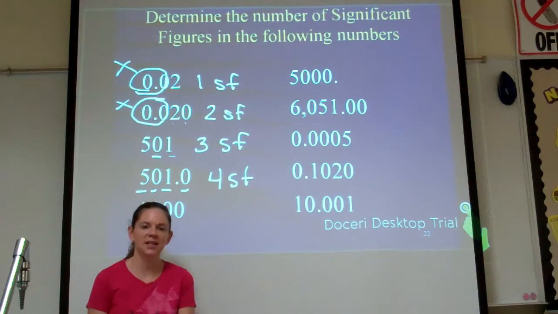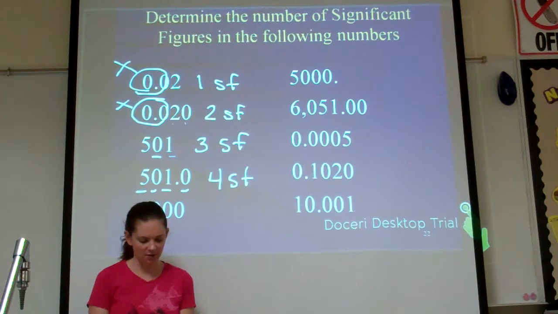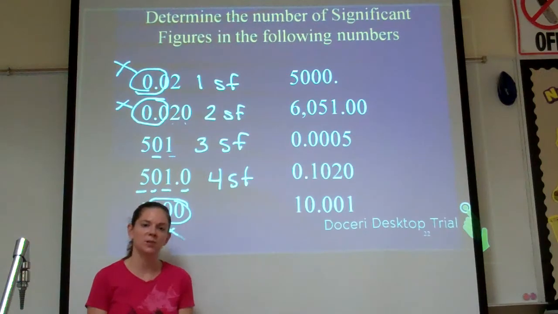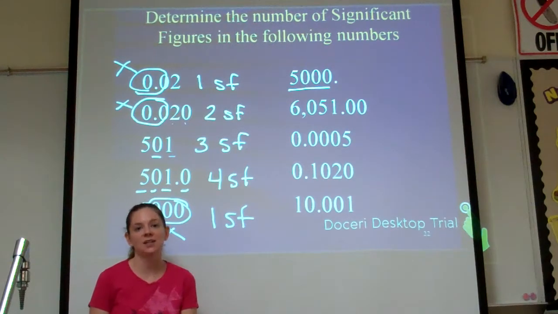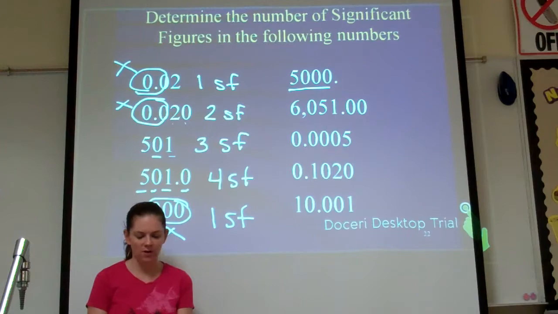5,000. Looking here, the only zeros we have are trailing zeros, and there is no decimal point. Because there is no decimal point, these zeros do not count. They are just holding a place. So there is only one significant figure. If we look at the next example, 5,000 point, that decimal point now makes those trailing zeros significant. So now there are 4 significant figures.